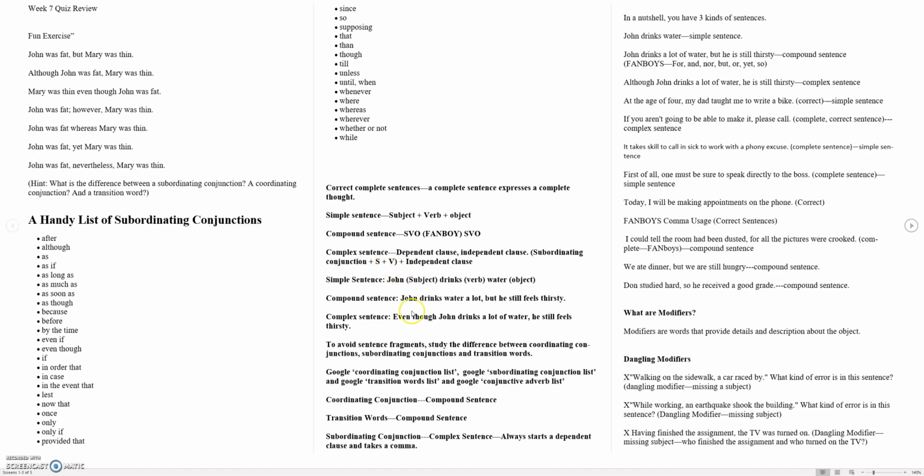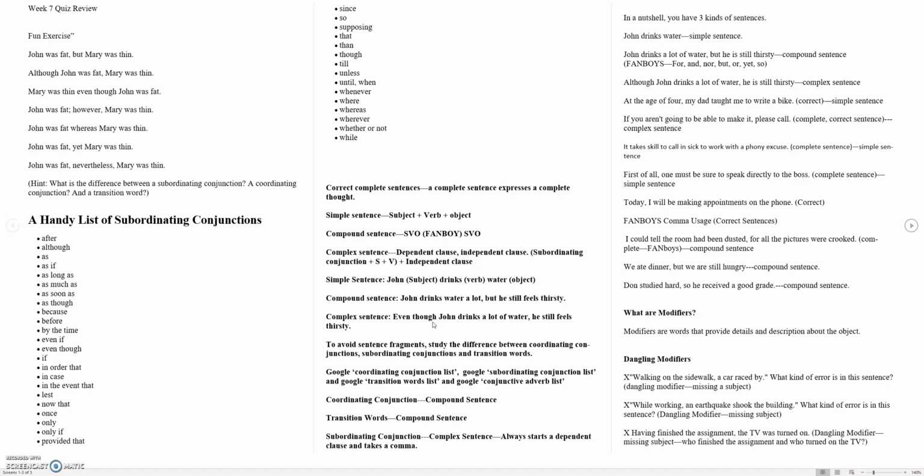Compound sentence is two sentences. The word compound means two. John drinks water a lot, comma, but he still feels thirsty. So you put a comma after the FANBOYS. Complex sentence is when you have a subordinating conjunction that starts the dependent clause, and when the dependent clause is at the beginning of the sentence, then you put a comma after it, and then you have an independent clause.